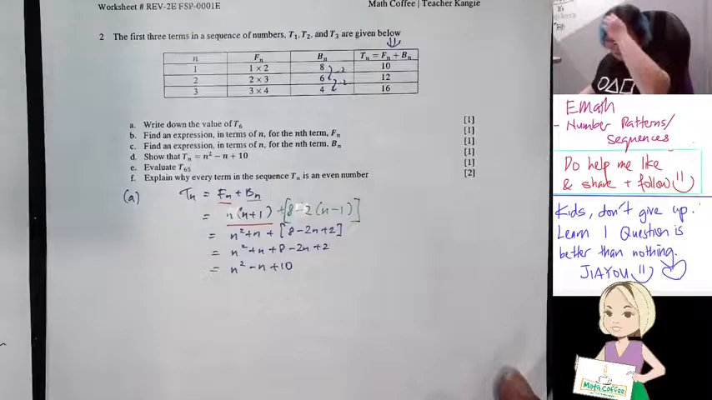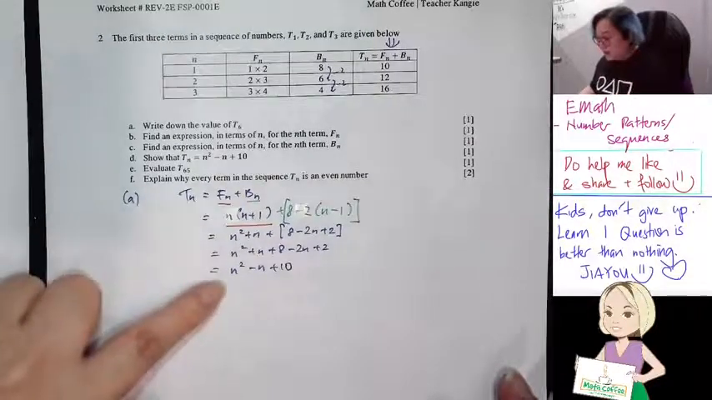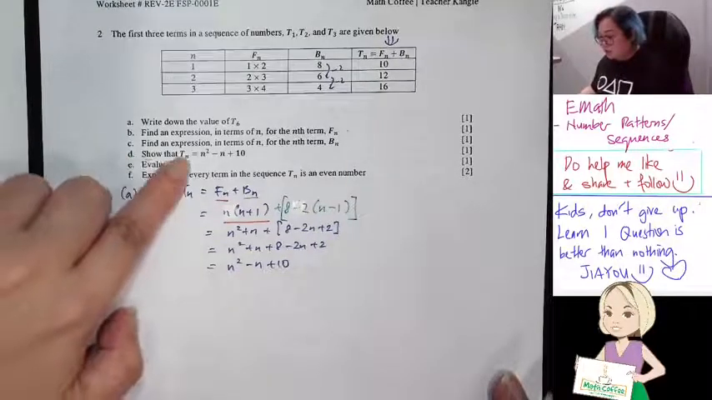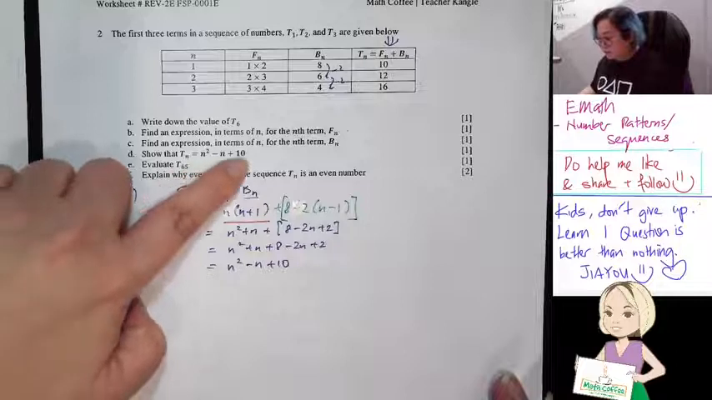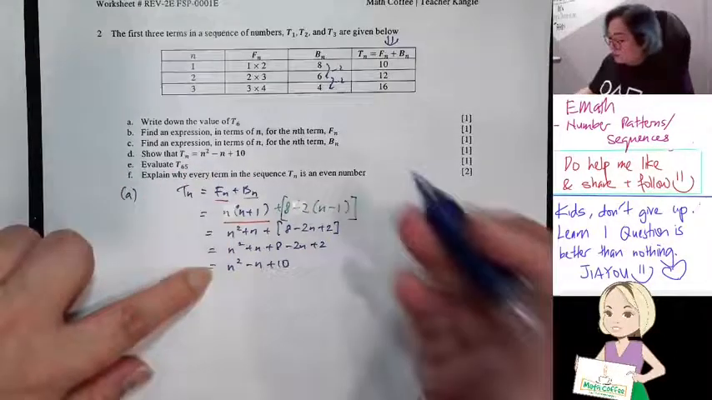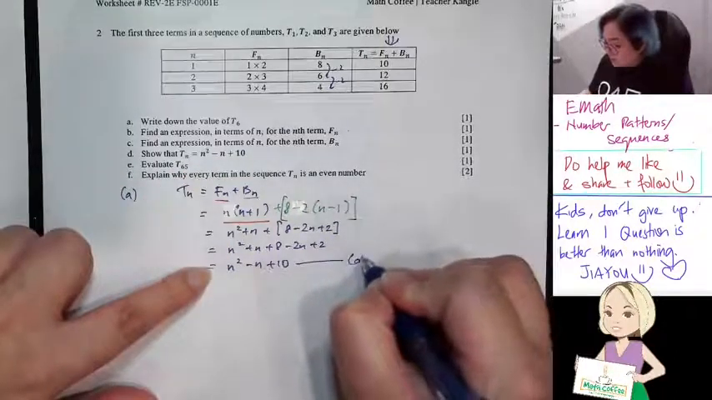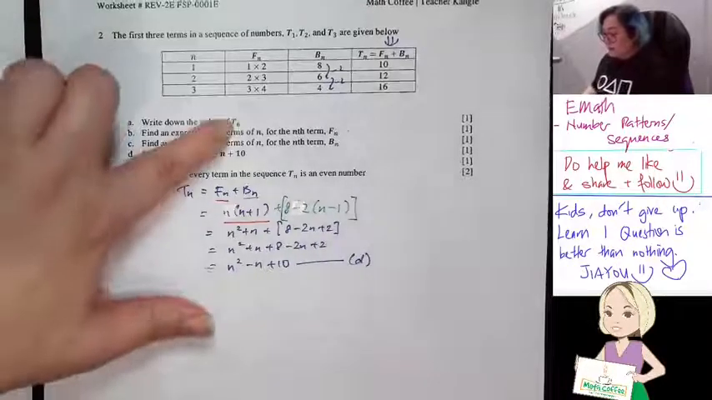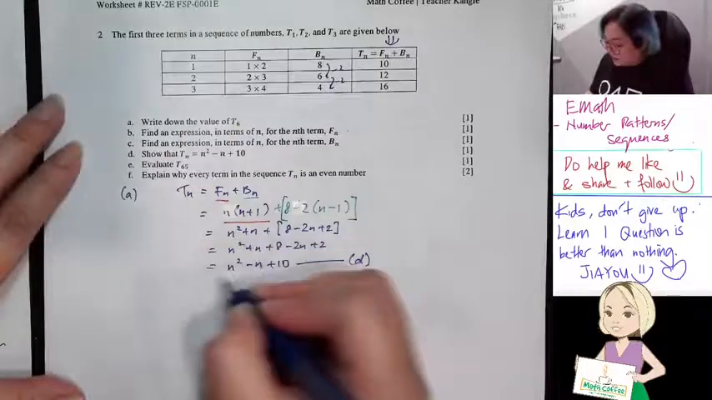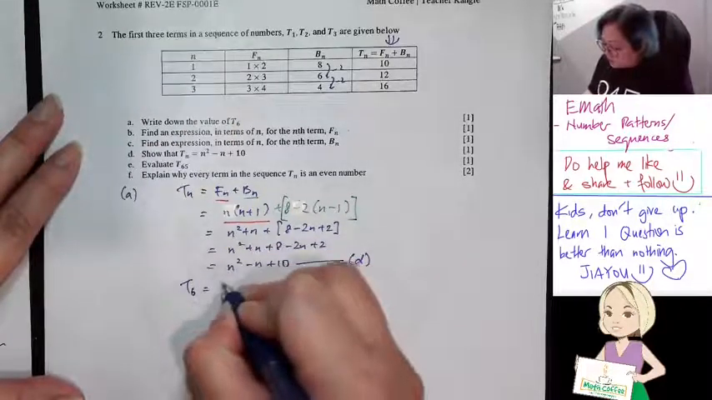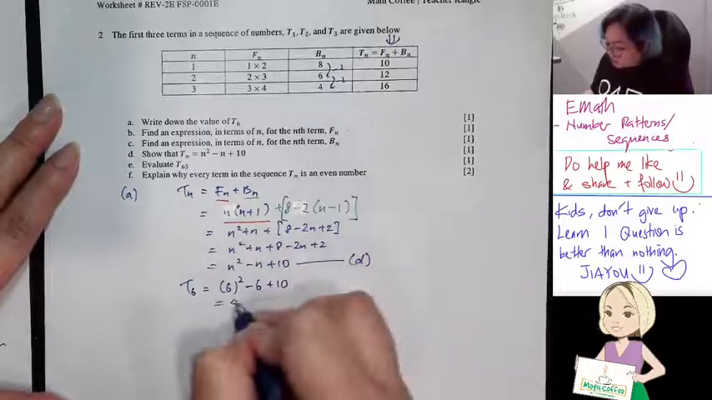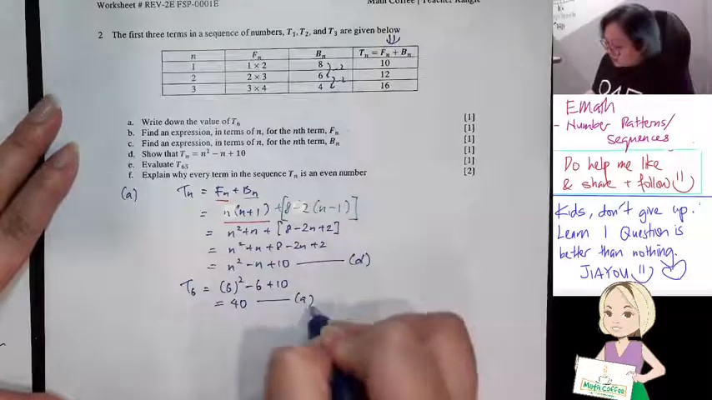Okay. This actually, if you notice, is part D already. They asked me to show that Tn is n square minus n plus 10. I do it in advance. Remember, I always do it in front. So this one is actually our part D already. Part A, T6: I'm going to just apply my T6. Very straightforward. It will be 6 square minus 6 plus 10. So straight away, I know this is 40. So this is my part A answer.